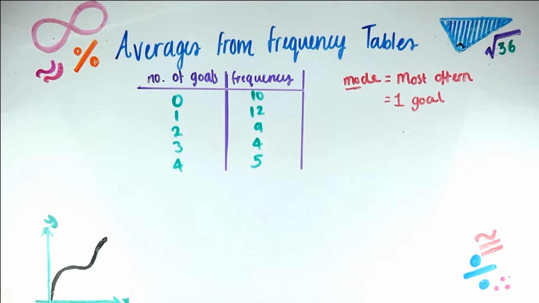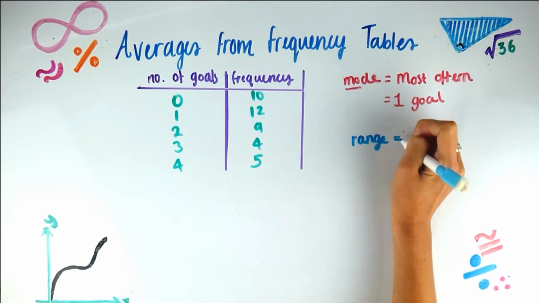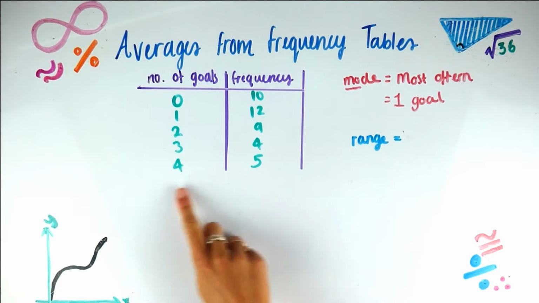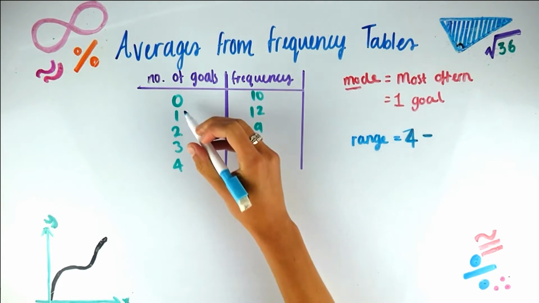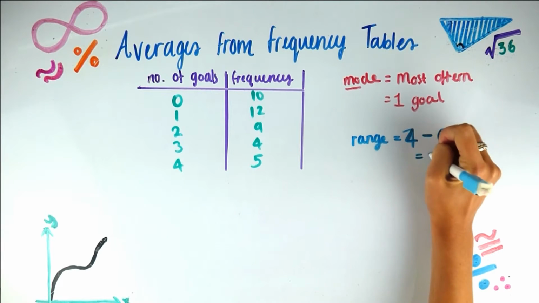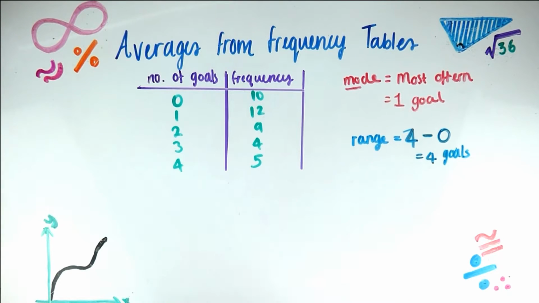So that one's quite self-explanatory. What about if we do the range? So the range is, we've got ones that scored 4 goals, so the biggest number of goals we scored was 4, and then take away the smallest, and that was 0 goals scored. So that would be 4 minus 0, so 4 goals for the range.